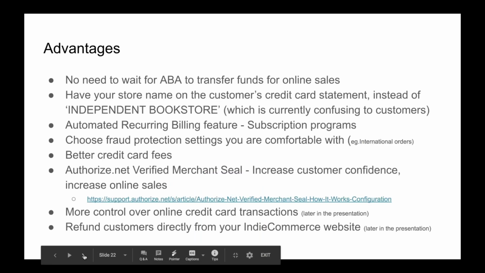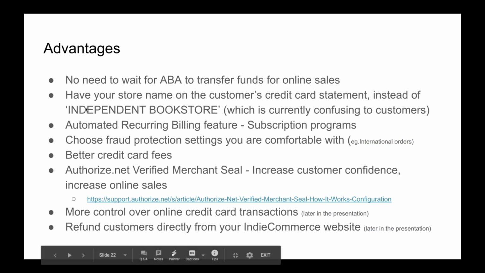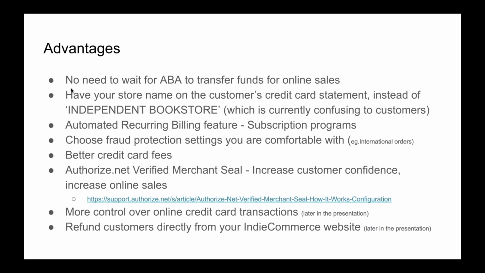Okay, now what are the advantages of having your own credit card processor? Most important thing, you don't have to wait for ABA to transfer the funds for online orders. You get the money as soon as it is settled that day, you get the money in your bank in a couple of days. And when customers receive a credit card statement for online orders, it will say your store name, not independent bookstore like how it appears now. So this will eliminate a lot of customer confusion.